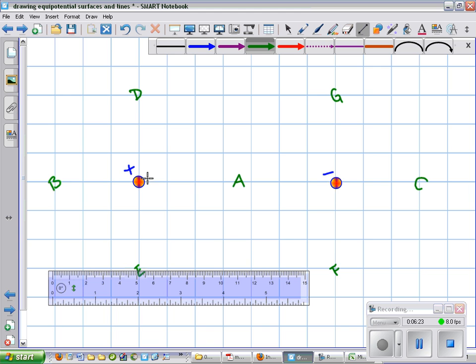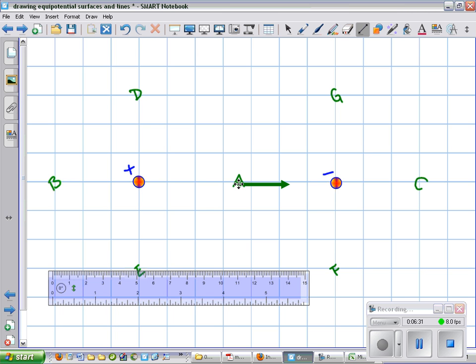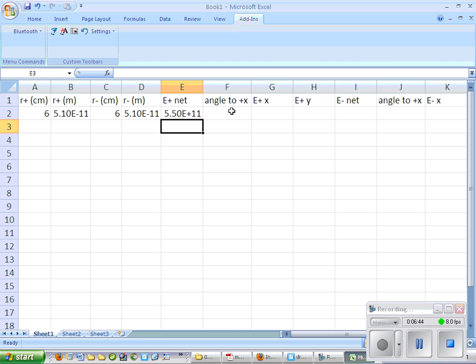electric field contribution from the positive charge. We know that electric field goes away from positive and towards negative. So at point A, it's going to go straight this way along the x-axis. So that is the positive direction, so it'll be a positive x component. And since it's only directed horizontally, it will have a 0 y component. So angle to the x-axis is 0.